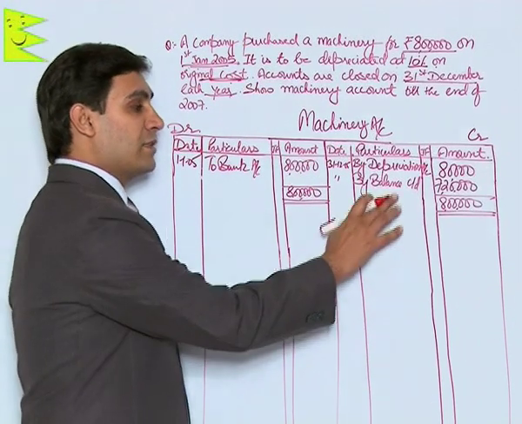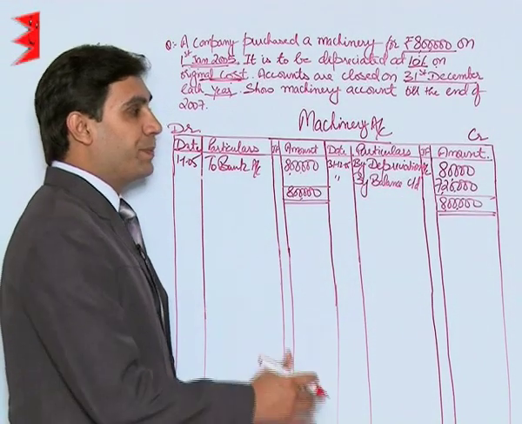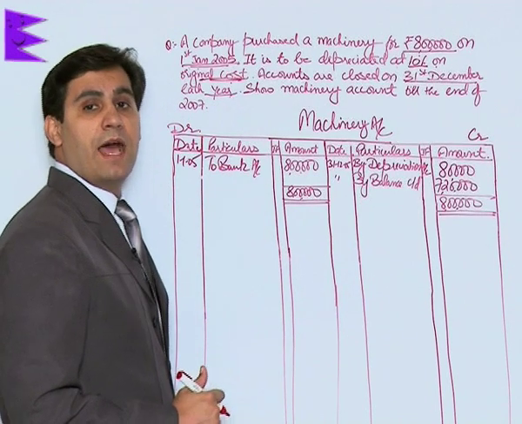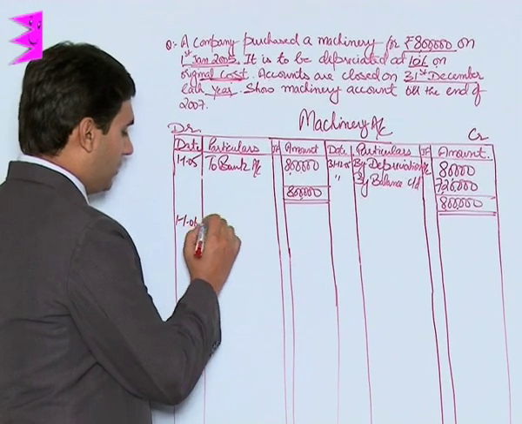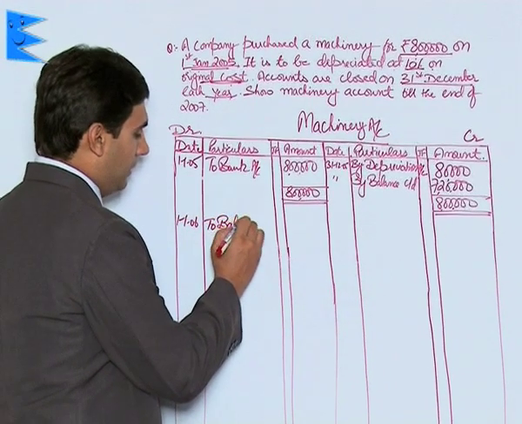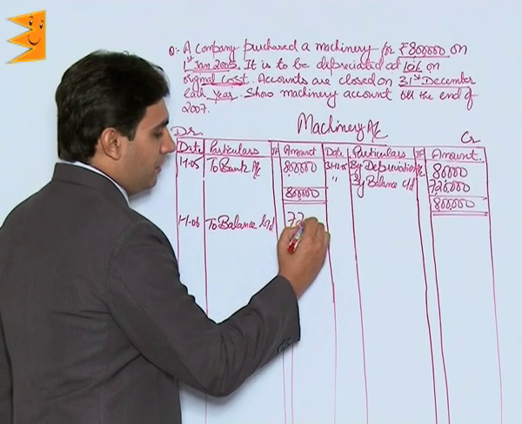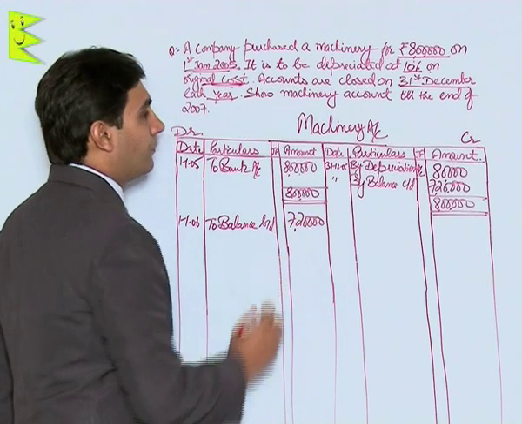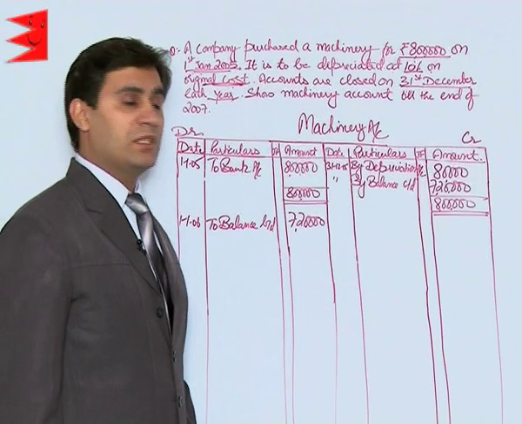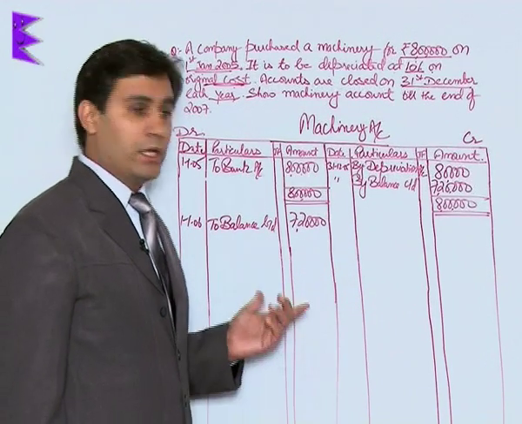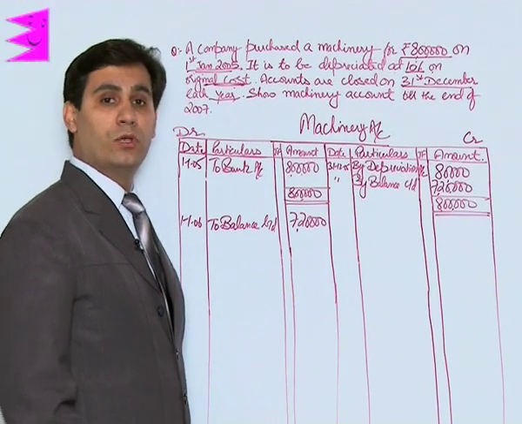Now the balance, that is closing balance on 31st of December 2005 would be brought down in 2006 as the opening balance. So on 1st January 2006, it would be to balance brought down 7 lakh 20,000. Now again in this case, there is no other entry. There is no information that anything has been purchased or sold in year 2006. That means this machine has been used for the whole year.